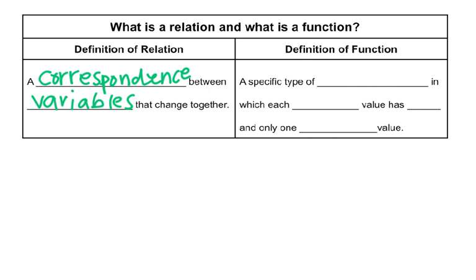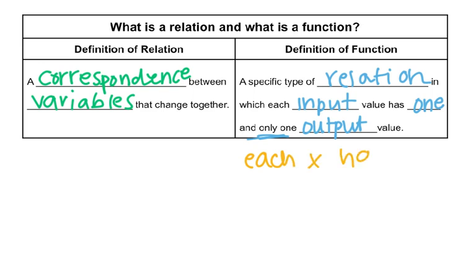And what is the definition of a function? Well, a function is a specific type of relation in which each input value, so remember we were talking about inputs earlier, has one and only one output value. So basically each x has one y that goes with it. And we'll talk about what that means next.